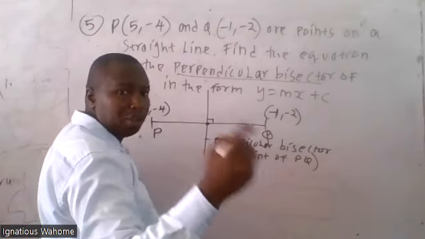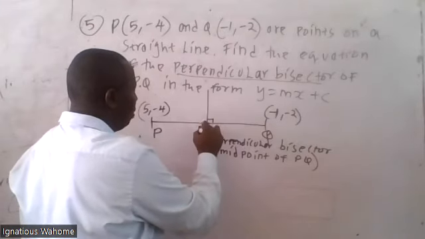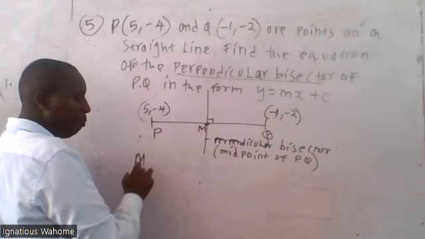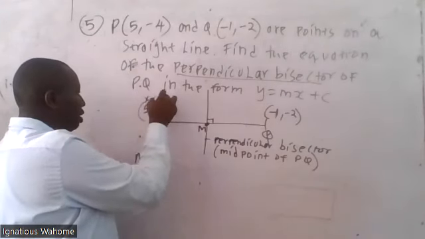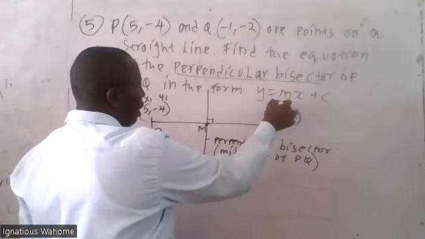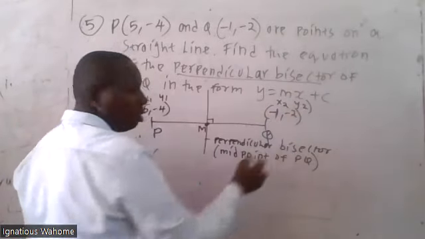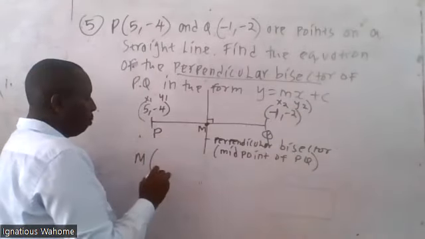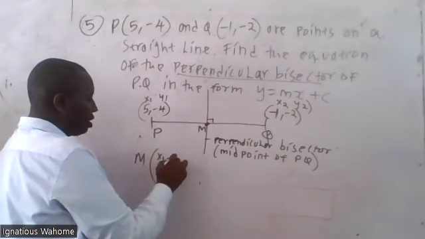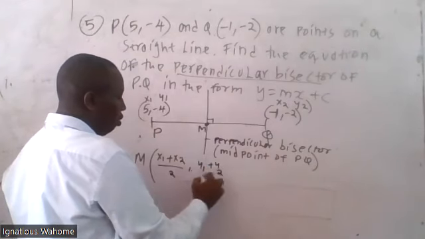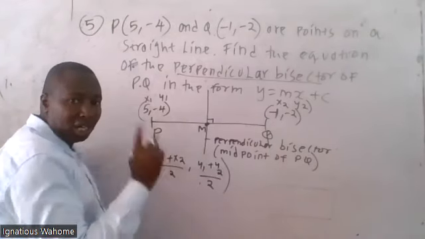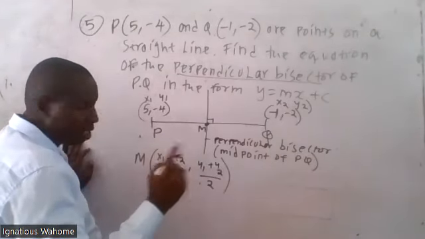So find the coordinates of the midpoint. Let's say our midpoint is M. If you take this one as x1, y1, and x2, y2, we say the coordinates of the midpoint are (x1 plus x2) over 2, and (y1 plus y2) over 2. That's how we work it out.